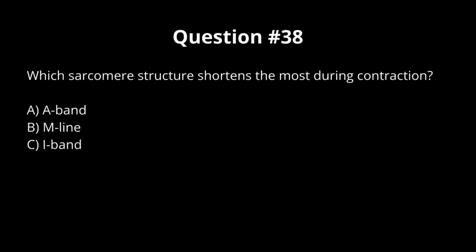Question number 38. Which sarcomere structure shortens the most during contraction? A. A band. B. M line. C. I band. The correct answer is C. The I band, containing only thin filaments, shortens the most as actin overlaps myosin.